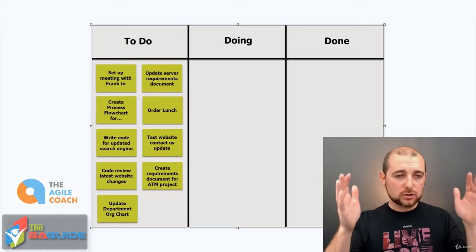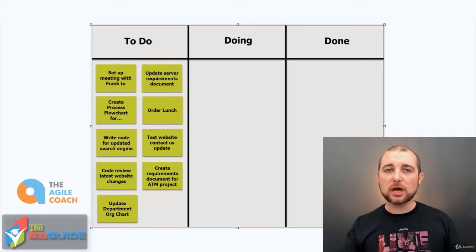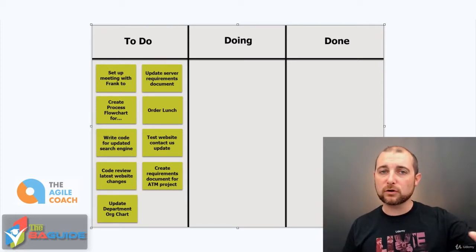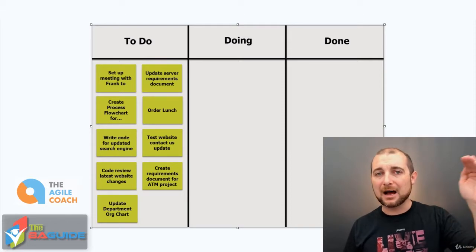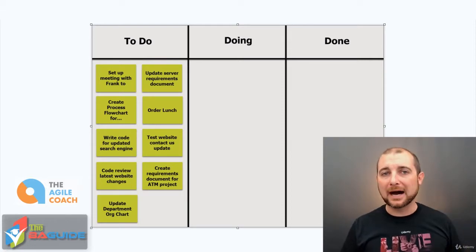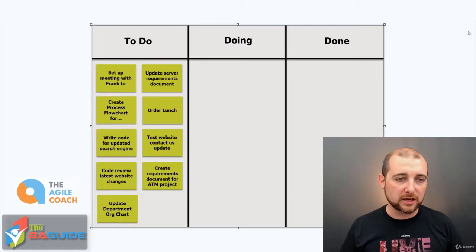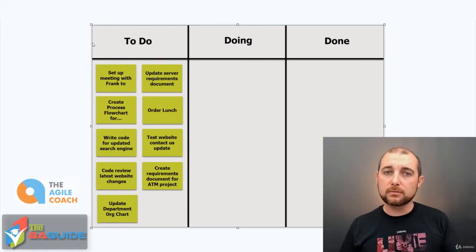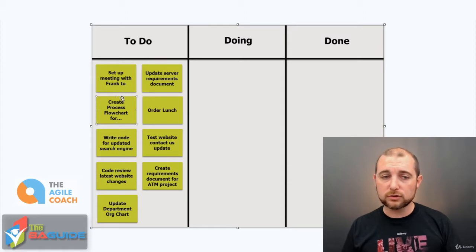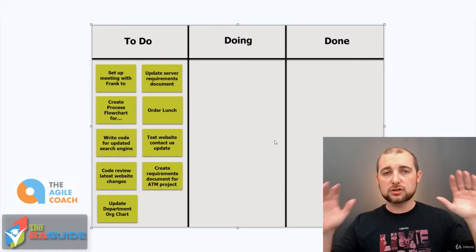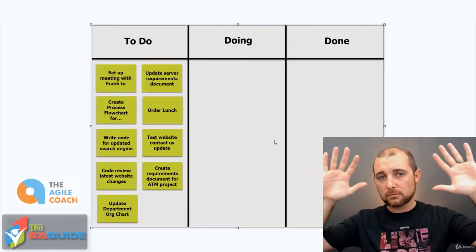So I look at my Kanban board, and generally, regardless if it's physical or virtual, most teams will have the Kanban cards set up from the top being the most priority, the bottom being the least priority. So as we look here, the highest priority sticky notes or cards that we have in this case are setting up a meeting with Frank, updating some server requirements, and as we move on, creating a process flow chart, ordering lunch, etc. So usually it's top priority on down.